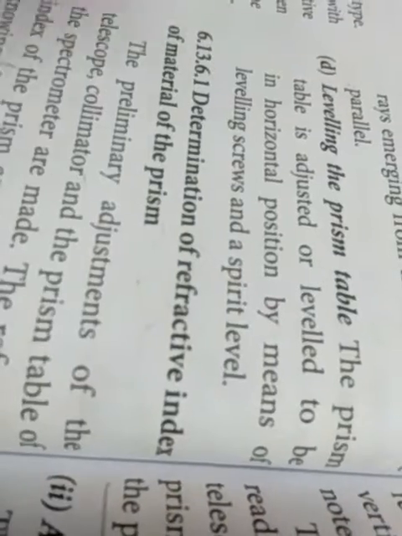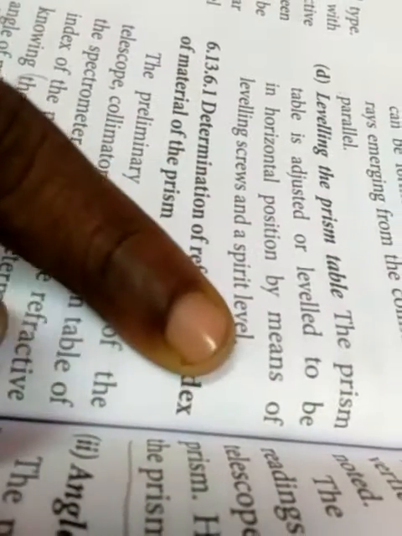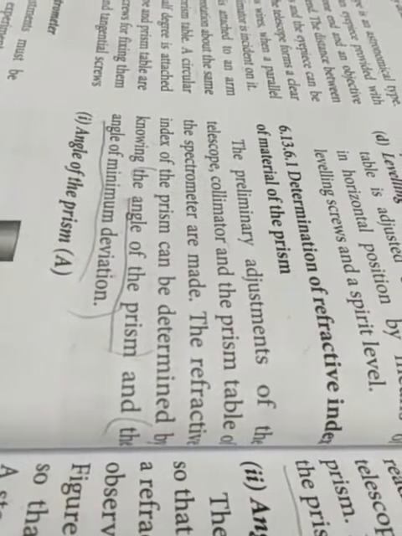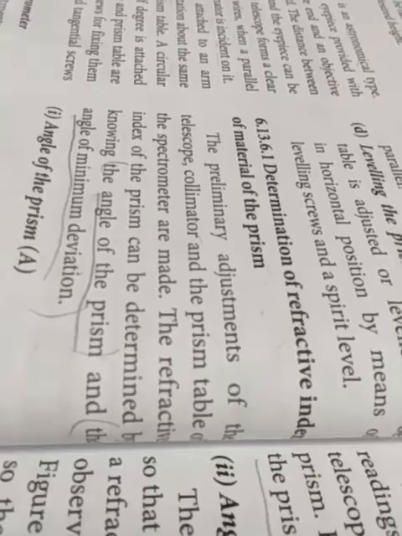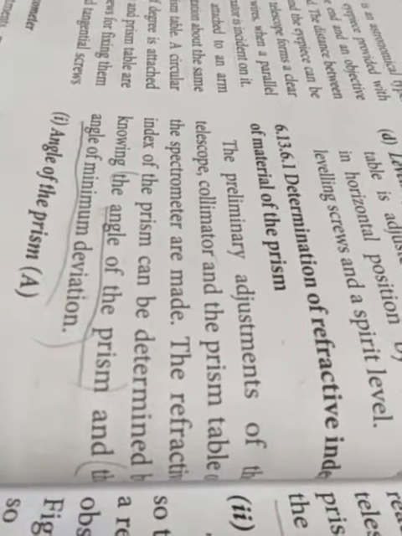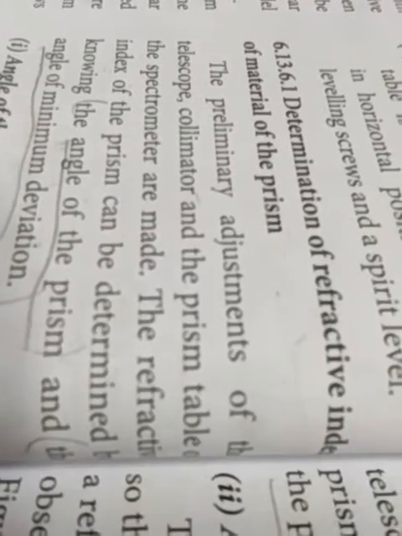Okay, so next is leveling the prism table. The prism table is adjusted to the horizontal position by means of the leveling screws and the split level. Keep the split level on the prism table, at the center of the circle, and check it using the split level.